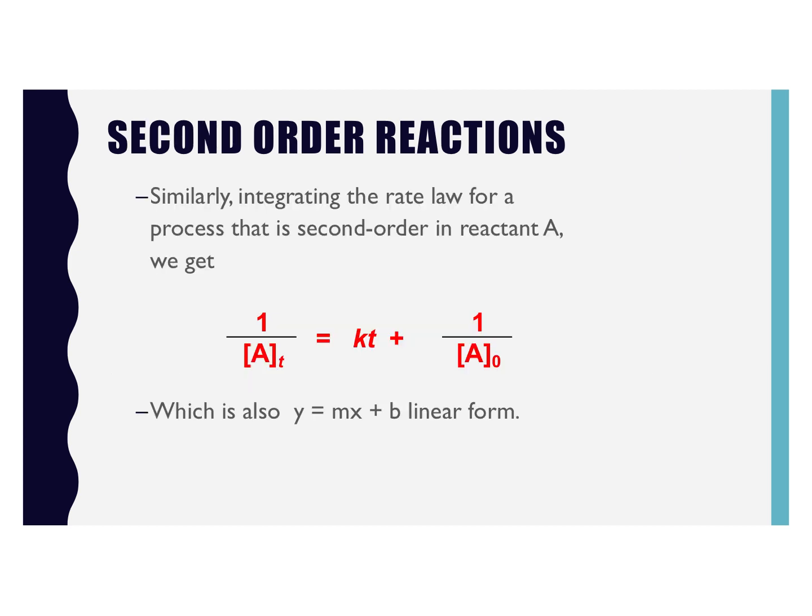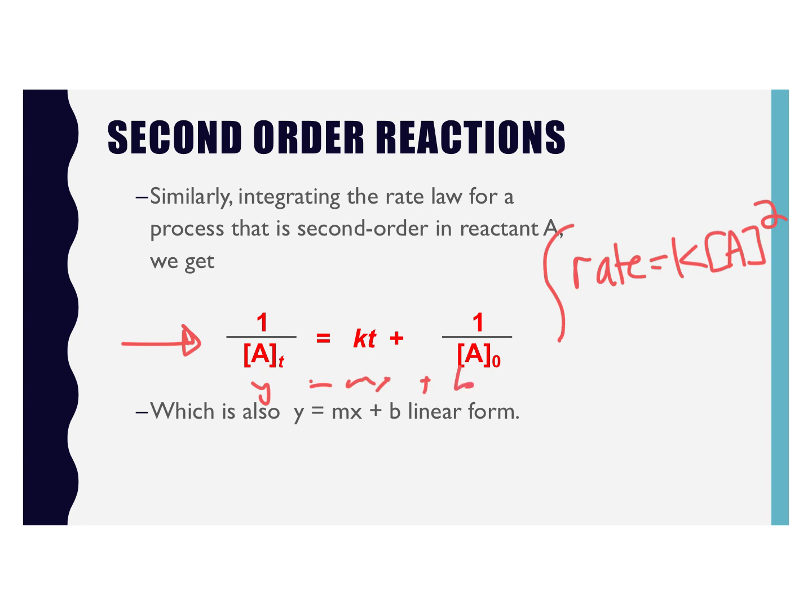If a rate law is second order for a reactant, then integrating that rate law would give you an equation that looks like this. Okay, if we do the same kind of manipulation we did previously, we can see that this also becomes a y equals mx plus b equation.